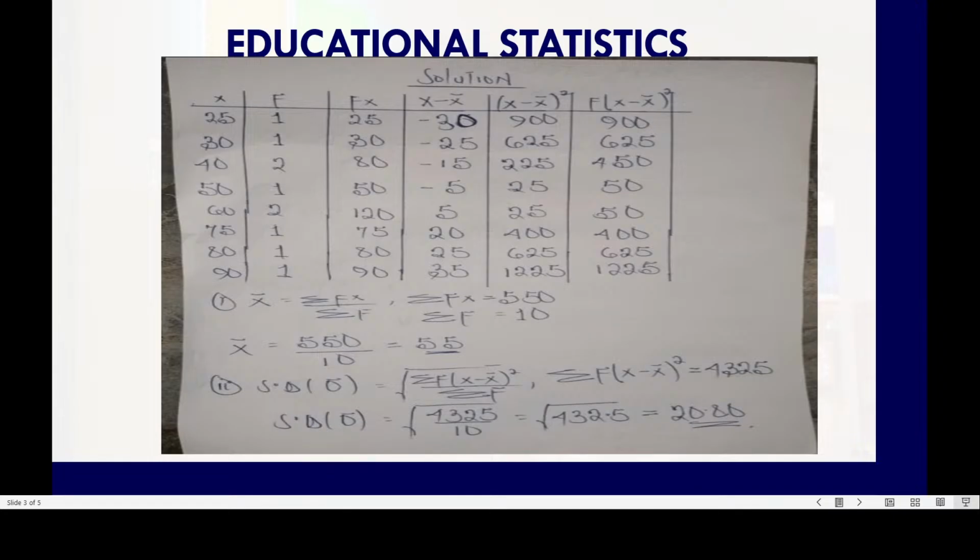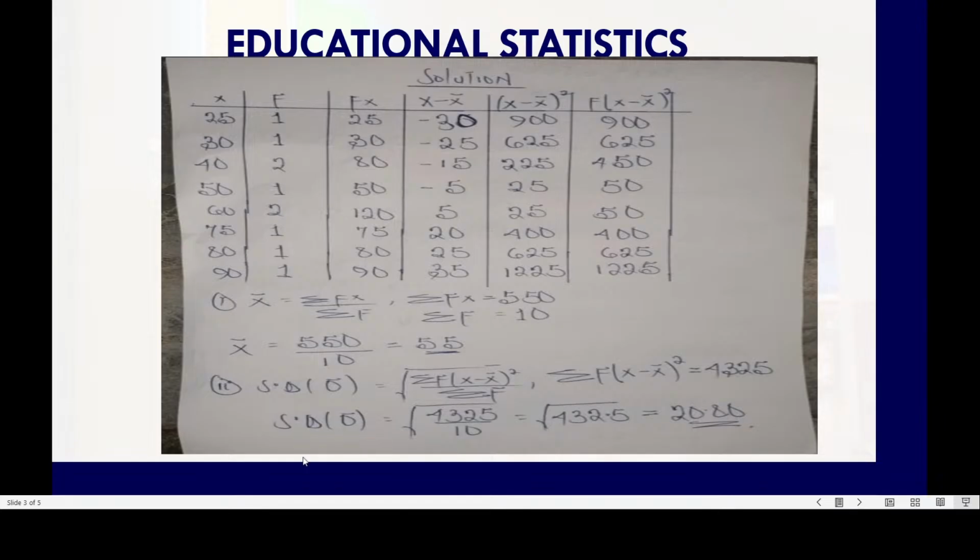So I also do the same for 30. 30 minus 55 gives you minus 25. I'll do the same for 40. 40 minus 55 gives you minus 15. So you do it like that continually to the last number. But that is not all.